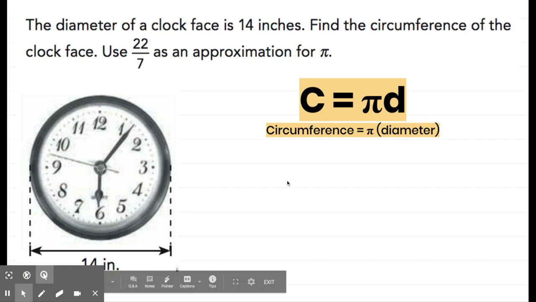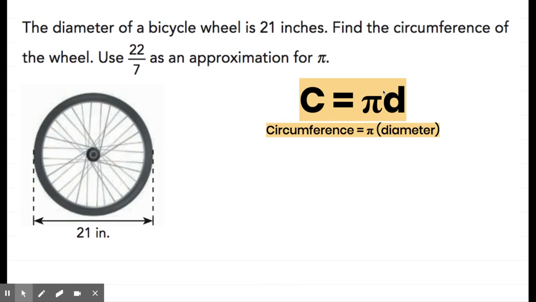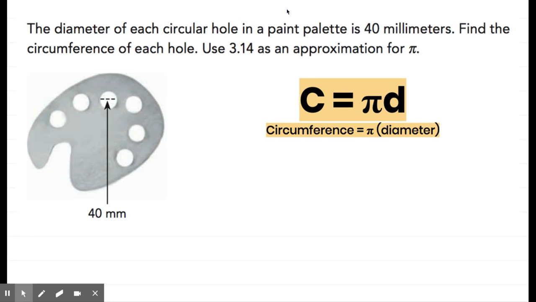So you're going to do the next 2 questions yourself. This one, the diameter is 21 inches. Find the circumference. So again, you can replace pi with 22/7 and replace the d with the diameter, which is 21 inches. And on the next question, again, it says use 3.14 as an approximation for pi. So you're going to just replace pi with 3.14 and multiply by the diameter, which is 40 millimeters. You can absolutely use the calculator, and I will see you in a moment.